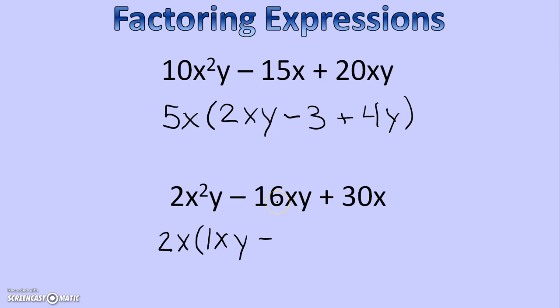Taking 2 out of negative 16, or 16, leaves you with minus 8. Taking x out of x, no more x's left. Nothing out of y, left with y. Now you're taking 2 out of 30, you're left with 15. Taking x out of x, no more x's left. This is our answer in factored form.